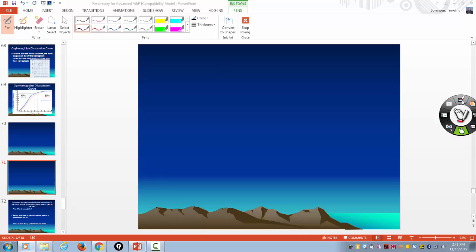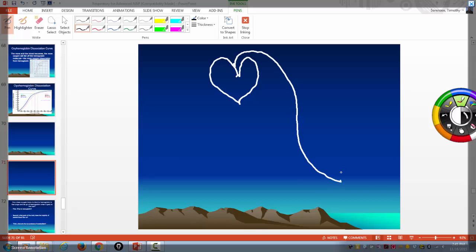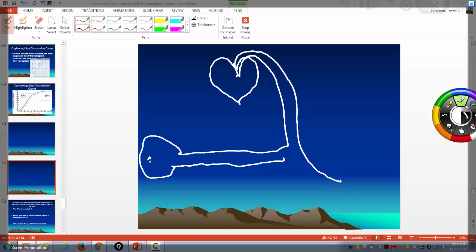Here we go. How does arterial blood know where it's supposed to go? Well, this is your heart. Beautiful drawing. This is your big old aorta, right? And it's going to be carrying oxygenated blood. Here's your guts. And here's your legs.